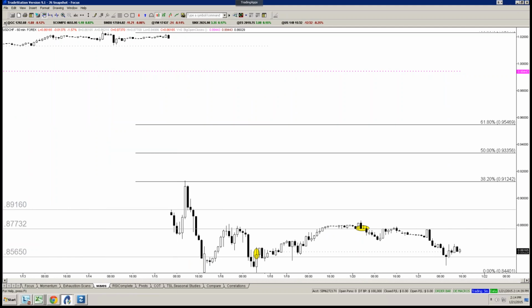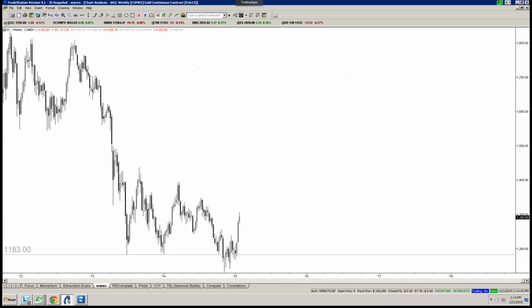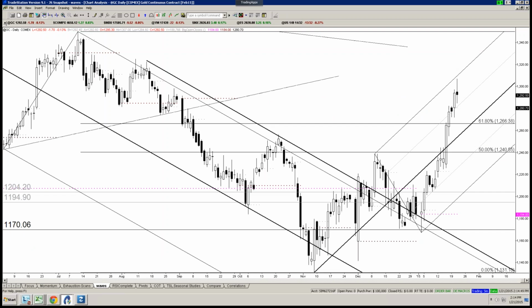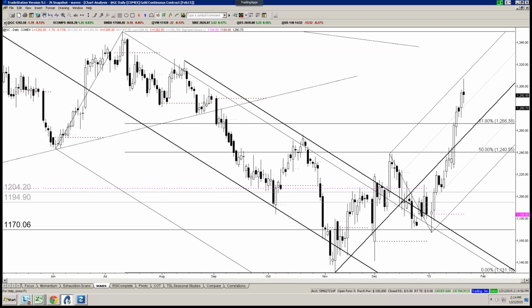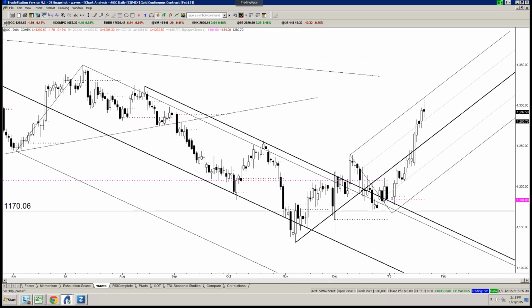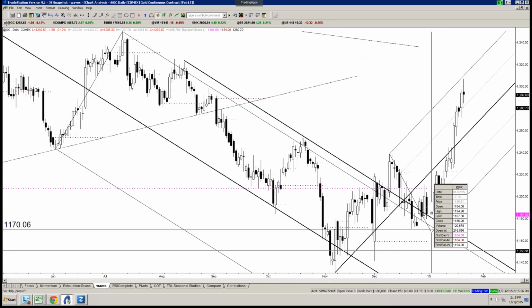Finally, let's look at gold. First things first, this whole zone, all this resistance that we had, we traded around that, and this action that we had out here. What was that? It's the first day of the year.